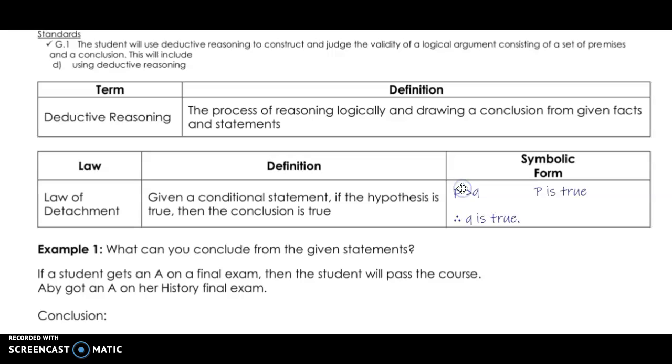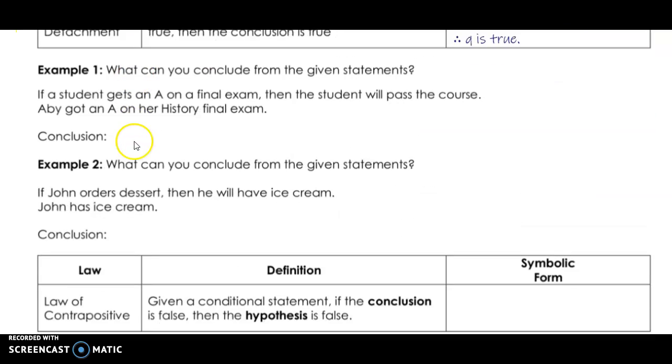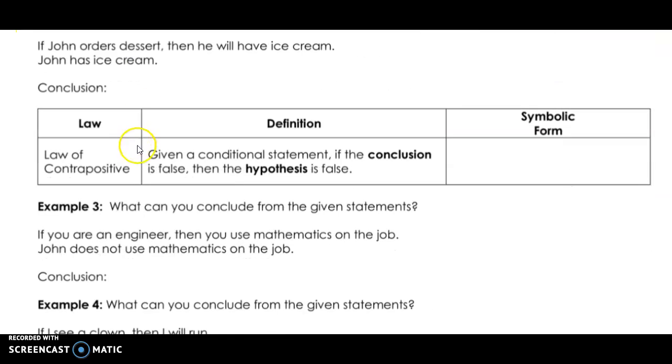Symbolically, what this looks like is if we have a conditional statement, if P then Q, and we know that the first part, the premise or the hypothesis, is true, we can conclude, therefore, the three dots mean therefore, that the second part is also true. So if the P part is true, then the Q part is true. So that is how the law of detachment works. Okay, we'll do more examples in class.